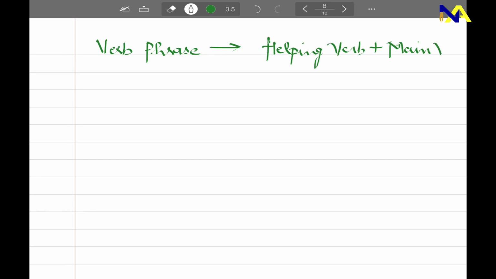Now move on. So now as you have got a basic idea about helping verbs and main verbs, we can talk about verb phrase. What's a verb phrase? It consists of helping verb plus main verb used in a sentence. Something to be noted about verb phrases, that a verb phrase cannot have more than three helping verbs.